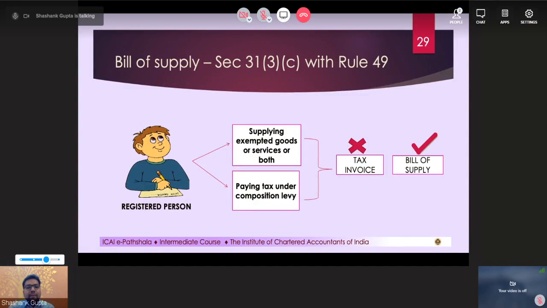Now, bill of supply. So what is a bill of supply? A bill of supply is applicable in two cases. One, if you are dealing in exempted goods or services. Since there will be no tax, of course there will be no tax invoice, and hence a bill of supply will be required to be issued. Or, if a person is paying tax under composition levy, again, no tax invoice is to be issued, only a bill of supply is required to be issued.